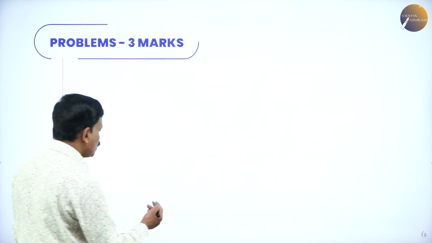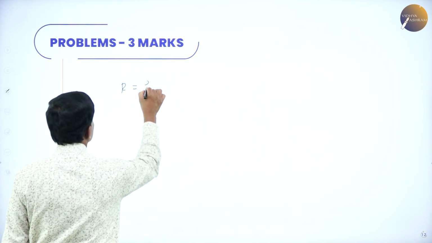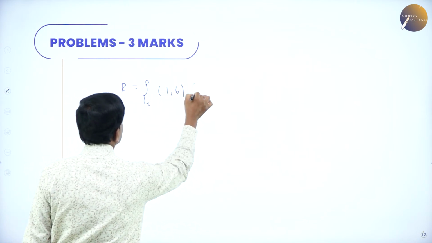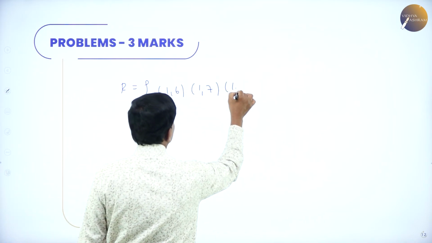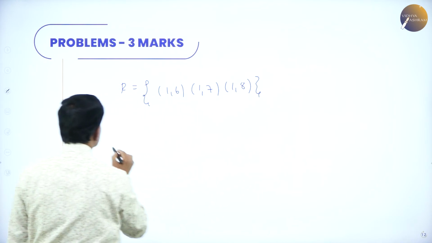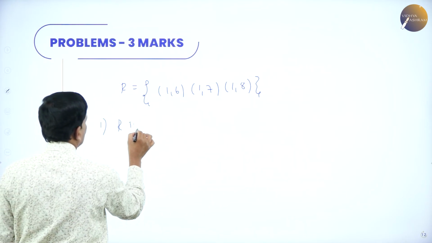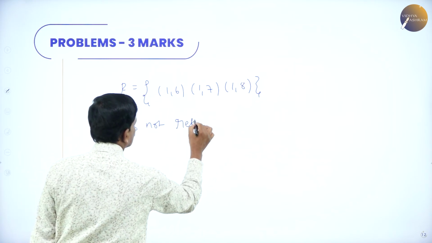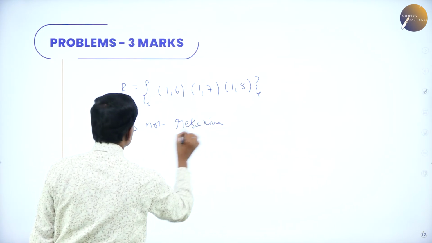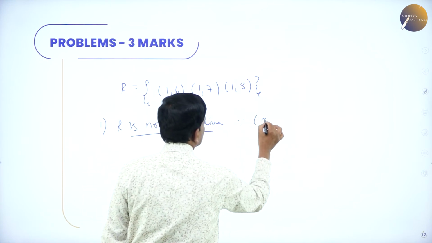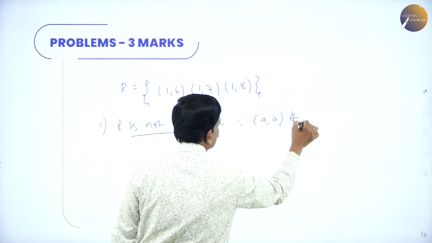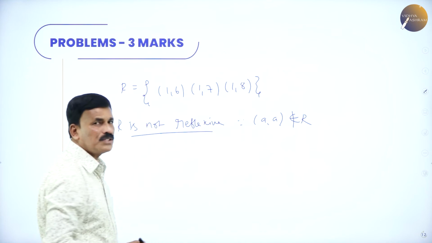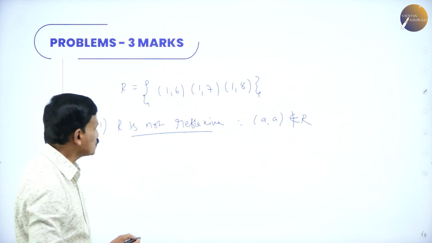I'll go to the next page. R is equal to {(1, 6), (1, 7), (1, 8)}. Now here R is not reflexive, because (a, a) does not belong to R. That is, (1, 1), (2, 2), (3, 3) do not belong to R.